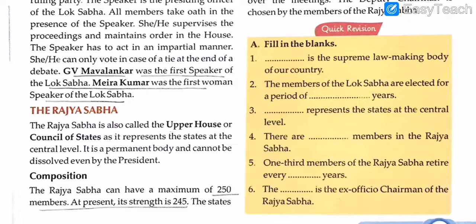There are dash members in the Rajya Sabha. Well, there is a maximum of 250 members, but at present it's 245, of which 238 members are from the union and states, and 12 members are chosen by the President. 1/3 of the members of the Rajya Sabha retire every 2 years. The dash is the ex officio chairman of the Rajya Sabha: the Vice President of India.